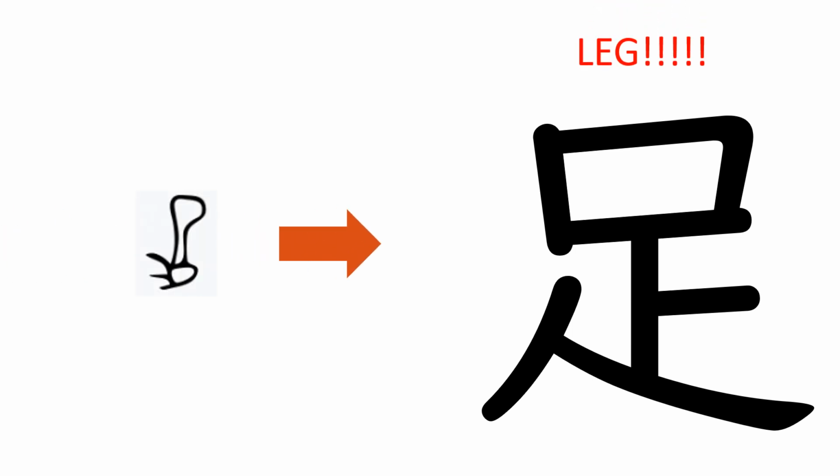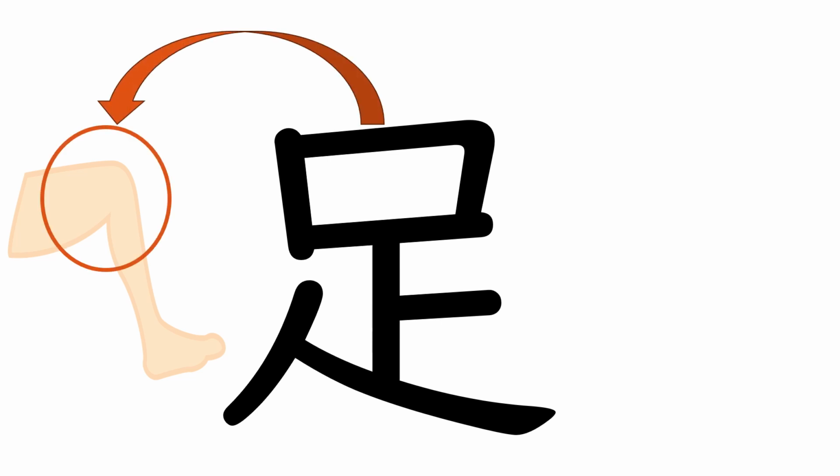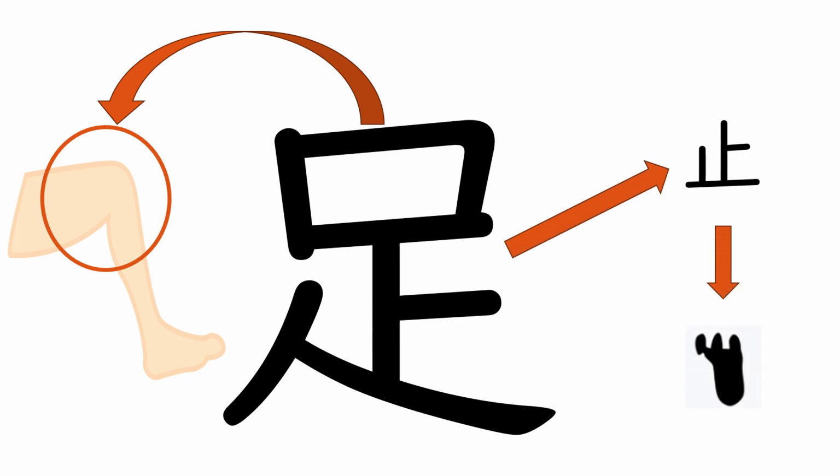Let's take a look at a kanji of something that you use every single day, your leg, which used to be more obvious in the original version. So now let's take a look at each part in this kanji. The top represented the kneecap. As for the bottom, you might recognize it from the kanji to stop, which came from a footprint.